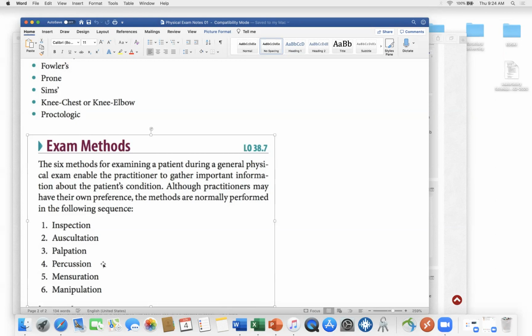Another time I use percussion is for something called liver sign, especially if the patient has cirrhosis, or hardening of the liver. Their liver will protrude from the 10th rib on the right side, and if I'm percussing in that area, it's going to appear dull when it should appear a little bit less dull and more hollow. Mensuration is a fancy word for measurement, right?